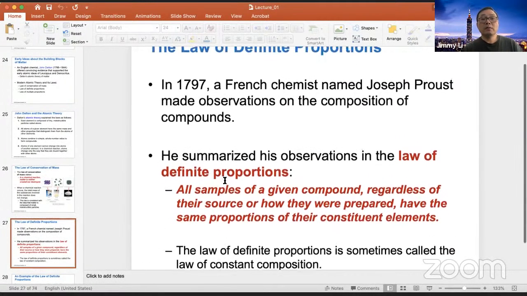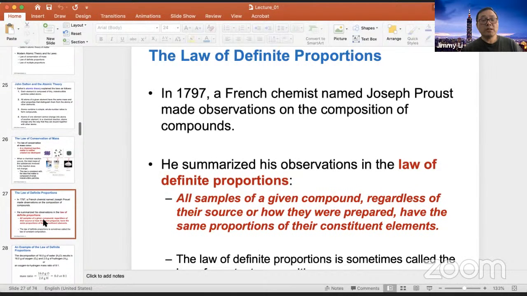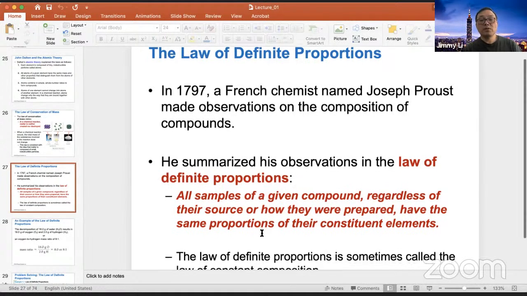And just to give you something called the law of definite proportion. This is a French chemist, and his observation in the law of definite proportion was that all samples of a given compound, regardless of their source or how they were prepared, have the same proportion of their constituent elements.